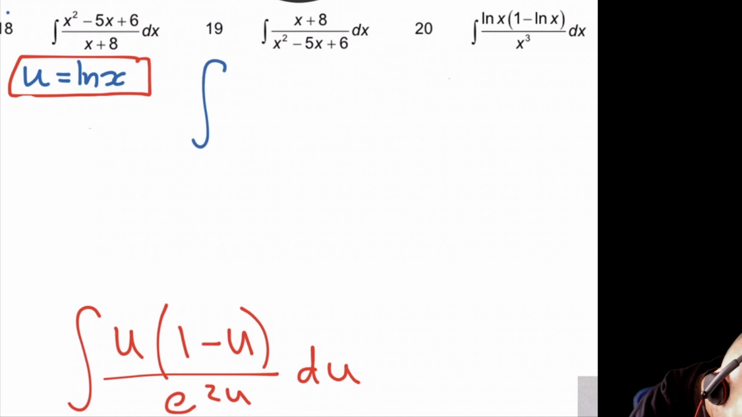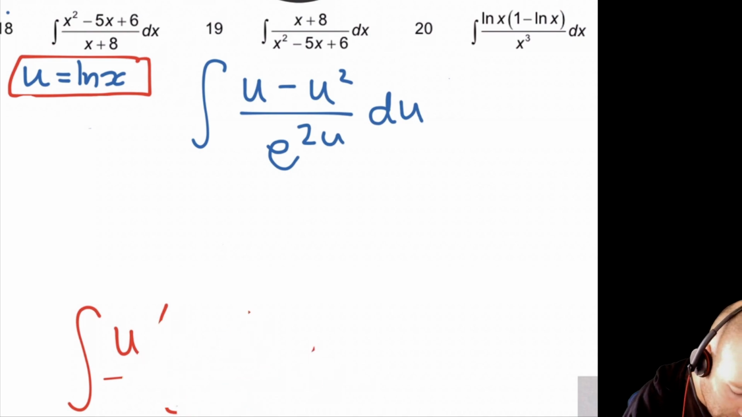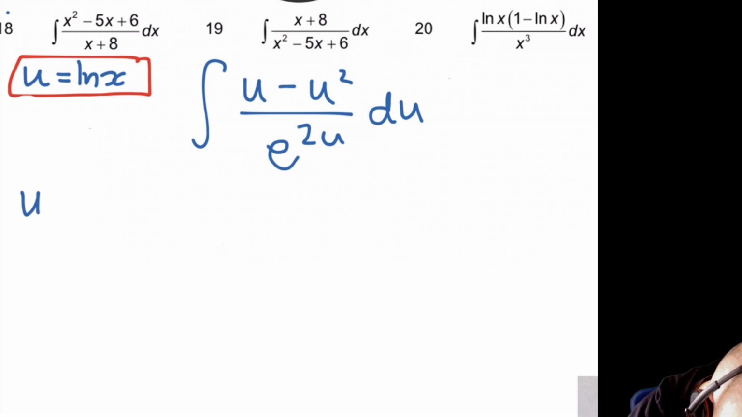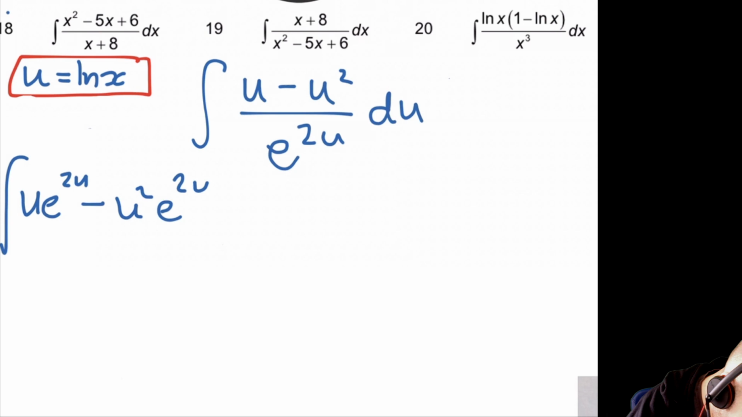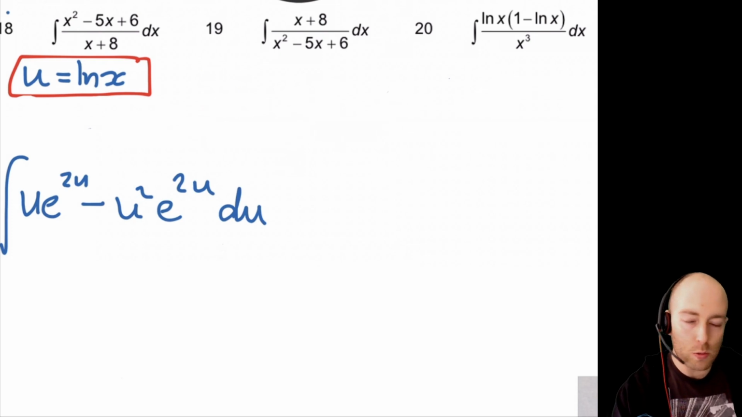So the integral of, I'm going to expand all this, so we're going to get u minus u squared over e to the 2u. I'm now going to bring the e to the 2u up and times it all out. So we're going to get u e to the 2u minus u squared e to the 2u du. That is two sets of by parts.